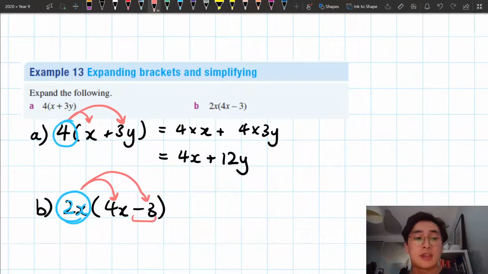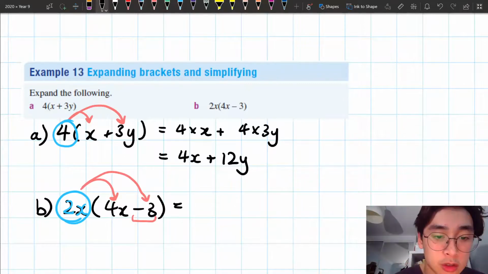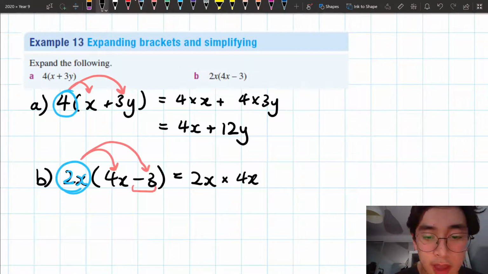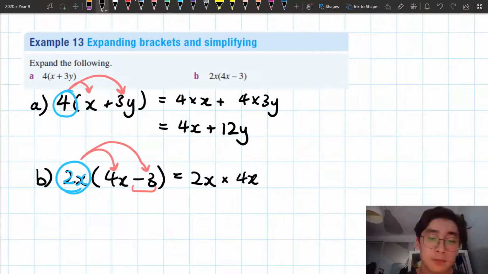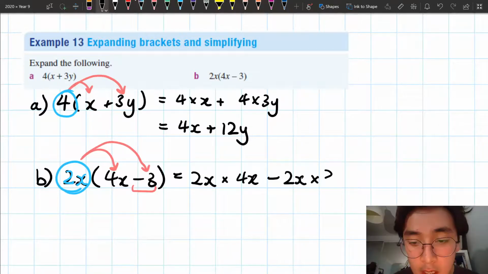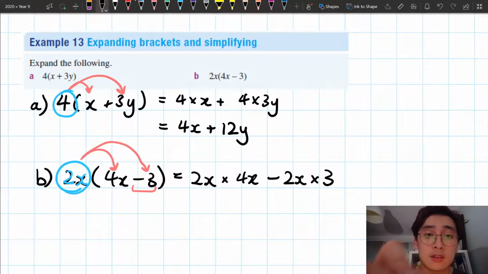Okay, so let's do this. That is going to equal, I'm going to scroll this up a bit, 2x times 4x. That's okay. Because we're multiplying by a positive number, 2x is still positive. That's not going to change the sign of my negative here. So that's going to be minus 2x times 3. Okay, now that we've done that, we're going to do our multiplication of our terms here. Let's have a look at this first part here.